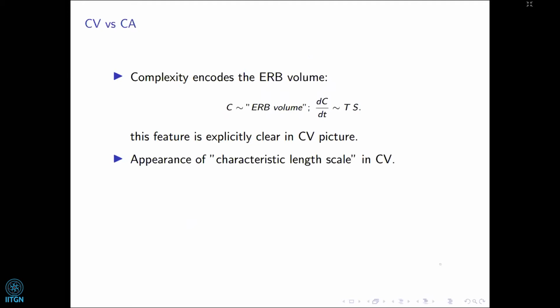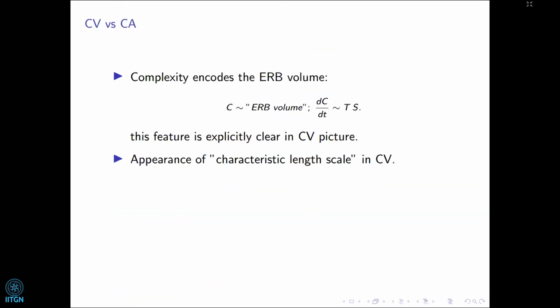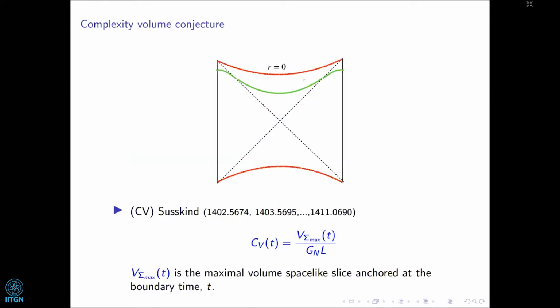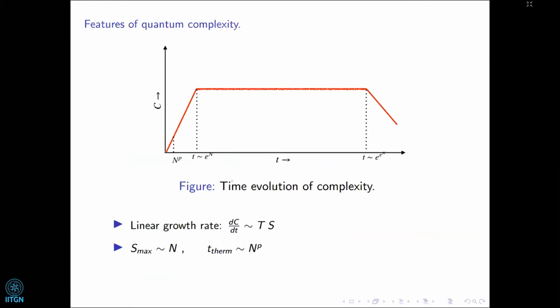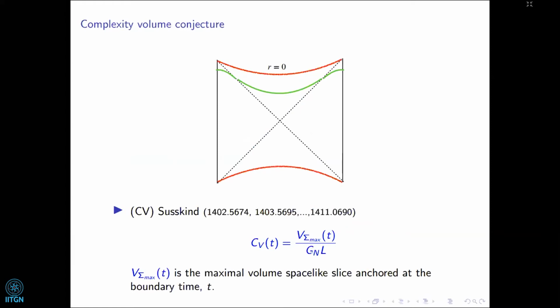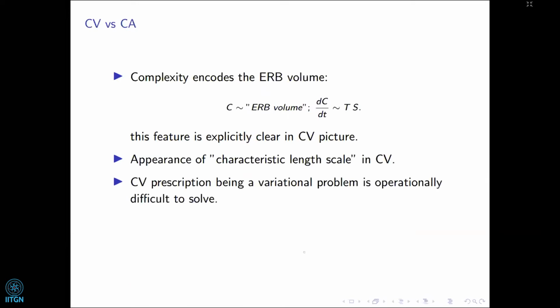Now, we compare and contrast their utilities. Complexity encodes, like I said, the ERB volume, which we see in this figure is the region behind the horizons. As time evolves, we expect our ERB volume to evolve, and this feature is clearly visible in the CV formulation of the complexity. But there is the appearance of some ambiguous characteristic length scale, which is a little undesirable feature of CV. Also, the CV prescription is a variational problem, and it's a little difficult to solve operationally. Here is where the complexity action proposal comes in handy, because we just have to evaluate the integrals and we don't have to deal with this variational problem.